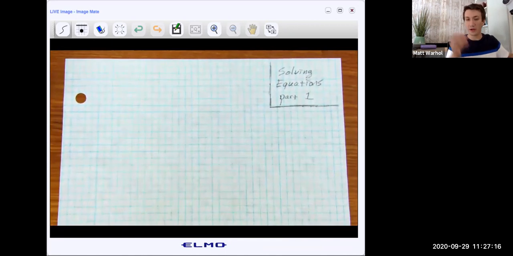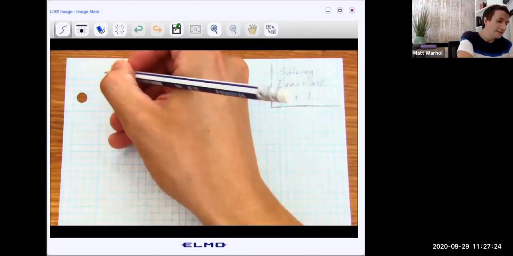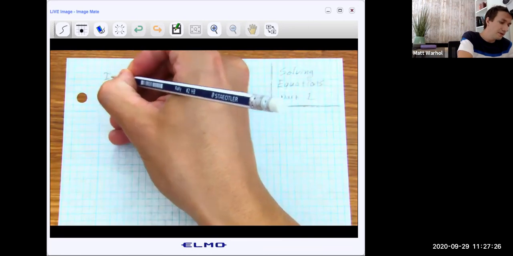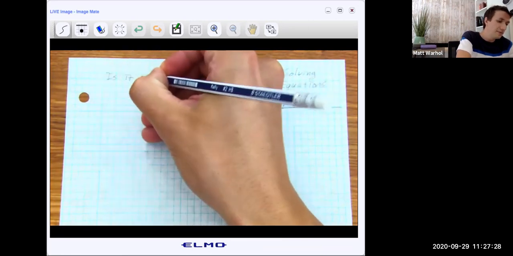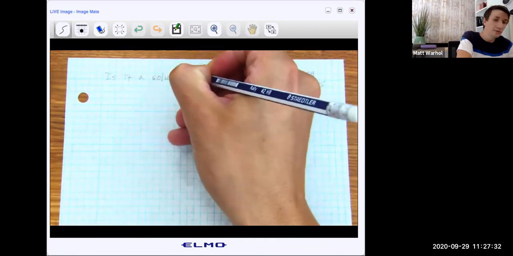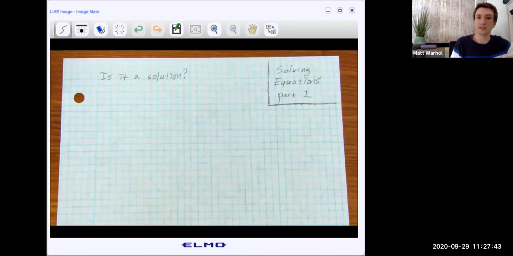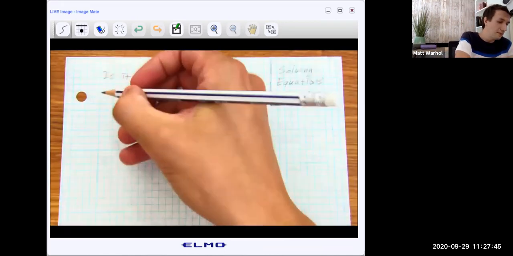So for solving equations, there's a couple different things that you'll run into. The first thing that you're going to run into is when we ask, is it a solution? What I mean by that is, is the number we have in front of us a solution to the expression or the equation that we're looking at? We use it a lot when we're checking our work, and before we get to that, though, we just have to see how to even begin to use it. So let's do a couple examples.